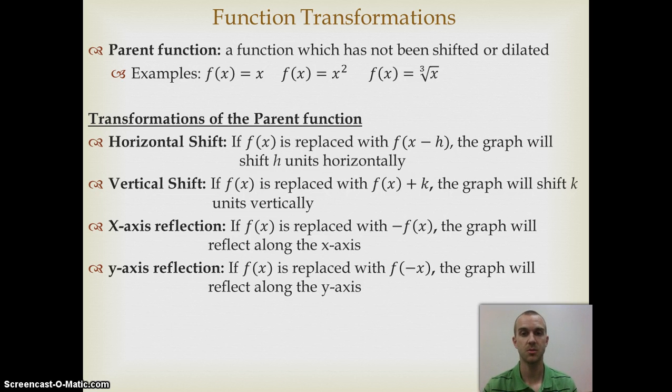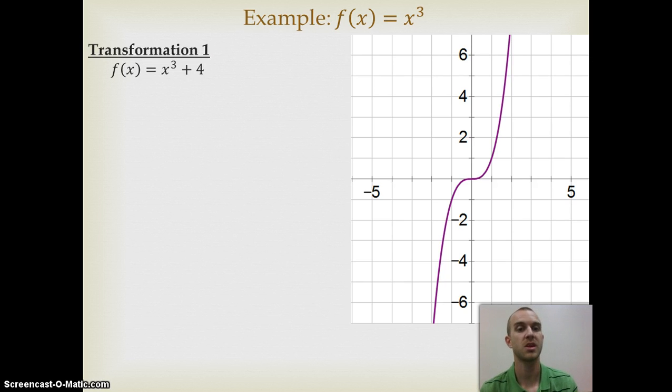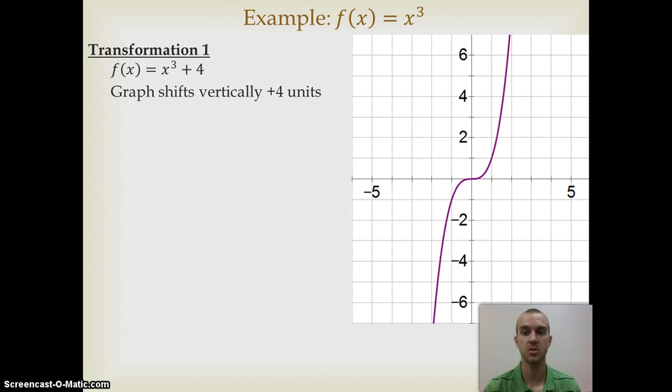So let's look at some of these with an example. Say we have f(x) = x cubed. That is the parent function. Nothing's being added, subtracted, multiplied, or divided to that function. So say now we want to do x cubed plus 4. So we're taking our function and adding 4 to it. In this case, that means we're going to shift vertically 4 units. And we do literally what the number shows. So it's going to go up 4.